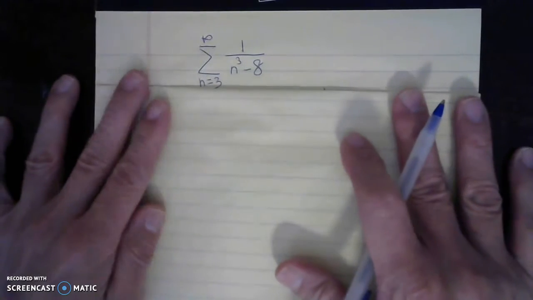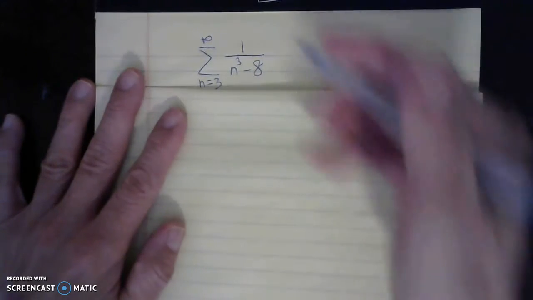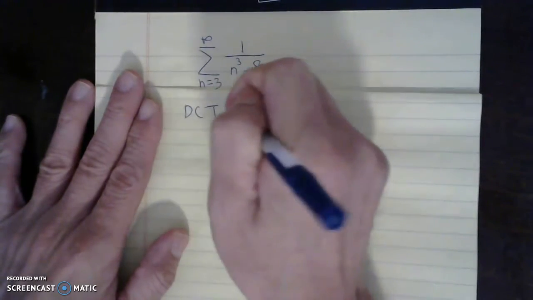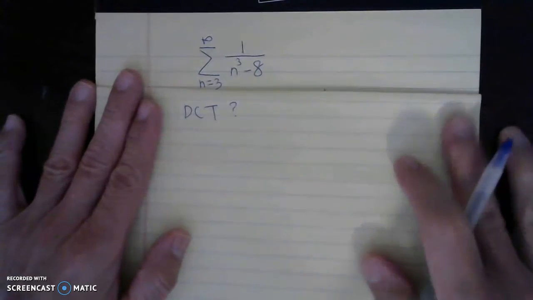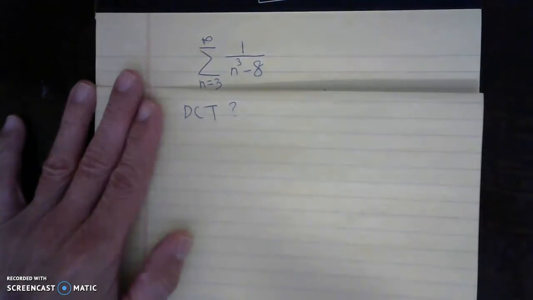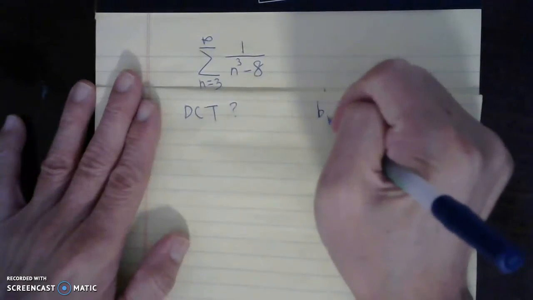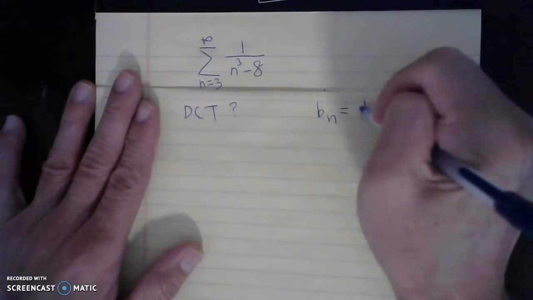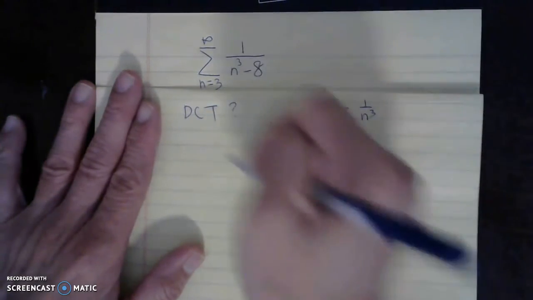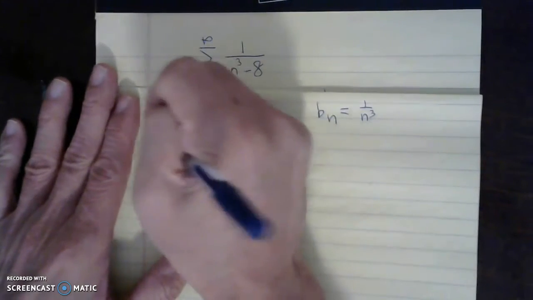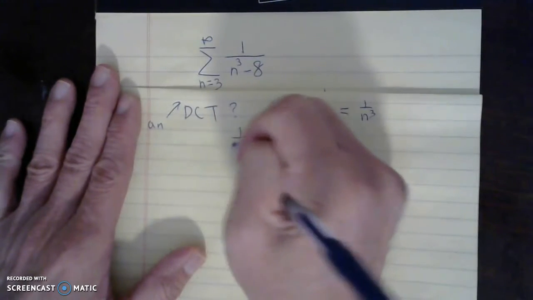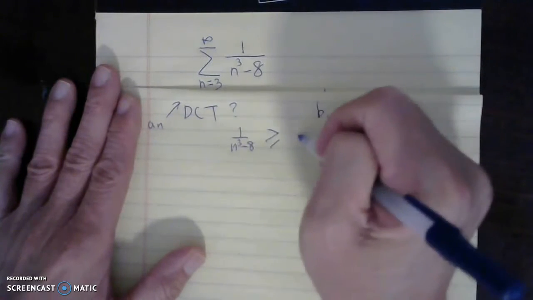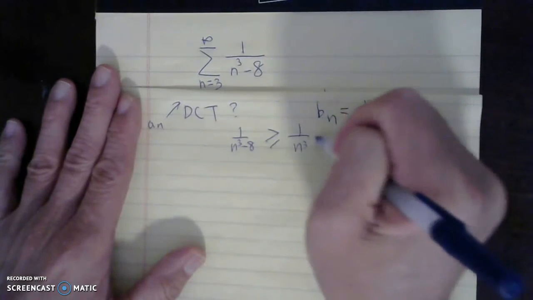All right, then what about if I try DCT? Isn't it a good choice too? Now you know what it takes to do DCT. It needs a bn. There's a very obvious bn, which is 1 over n cubed. But unfortunately, if that were an, 1 over n cubed minus 8, the bottom being smaller, is bigger than 1 over n cubed.